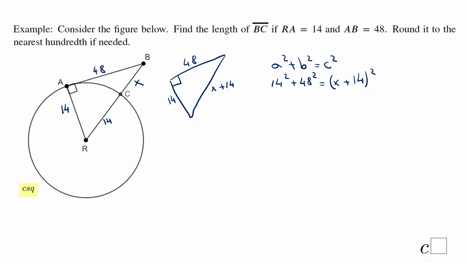So now let's grab the calculator. 14 squared, I think that is 196, but let's be sure. That's 196 plus 48 squared. That will be 2304. Now for the other side, I will say this: leave it like that. Don't do anything. You can, but it's going to be more complicated. I'm going to leave it like that. Now I'm going to add the two numbers on the left side, and I get 2500.